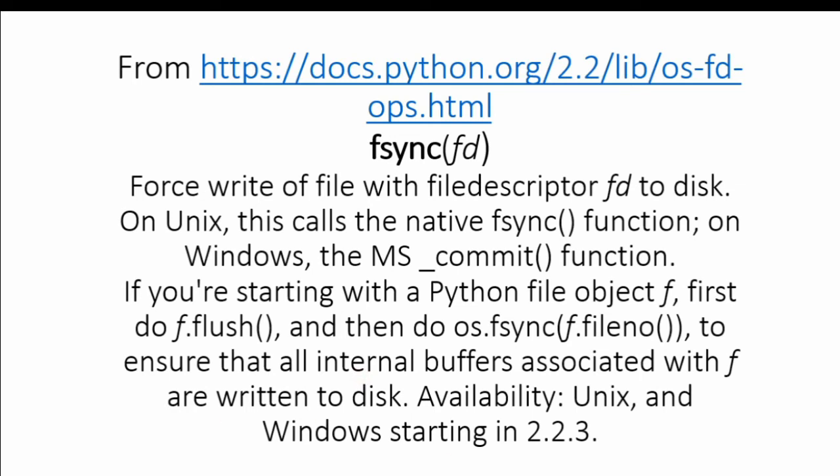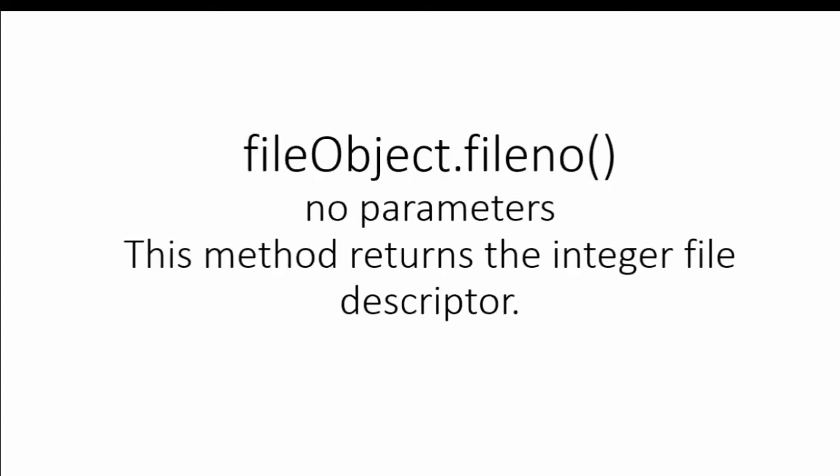So if you want to know the file descriptor value of a file, you can use the fileno method. This method has no parameters, and it will return the integer value of the file descriptor. So here we type in our file object followed by the fileno method. This will return the file descriptor of our file. It is used in the underlying implementation to request the I/O operation from the operating system.